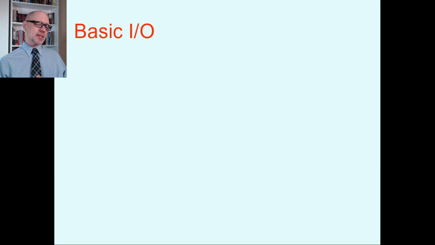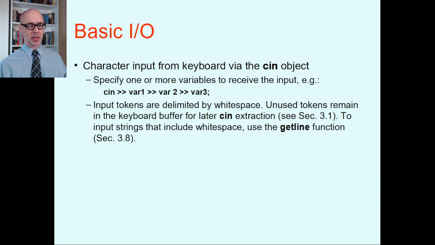All right, so basic I/O, basic input-output. How do we do basic input from the keyboard in C++? Well, of course, that's the cin object. When you're using the cin object, you have to specify one or more variables to receive the input. So that looks like cin and what I call a right arrow, sending some information into a variable. You can link up multiple pieces of input like this. So you can have another piece of input going to a second variable, another thing going into a third variable.